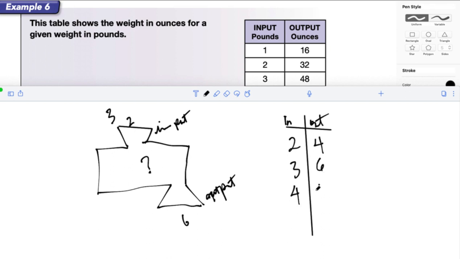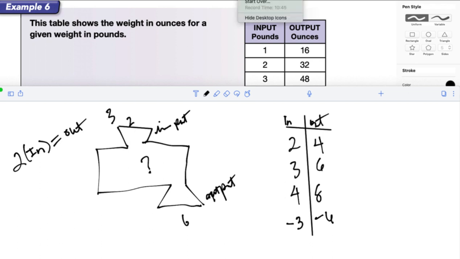Really look carefully. If I put 4 in, 8 comes out. If I put -3 in, -6 comes out. So what's the relationship? Well, if you think about it, the relationship is 2 times the in is equal to the out. All right? Take a moment to think about that before we get started on this example.